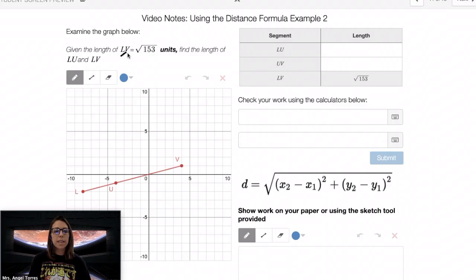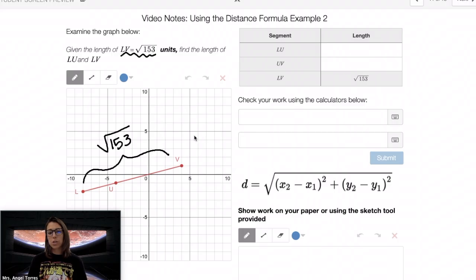We are given that the length of LV, which in this case is the entire segment, is the square root of 153, meaning that it is irrational. So here's how I want you to use this check. When your answer or your distance is irrational, that's where we can use these calculators.